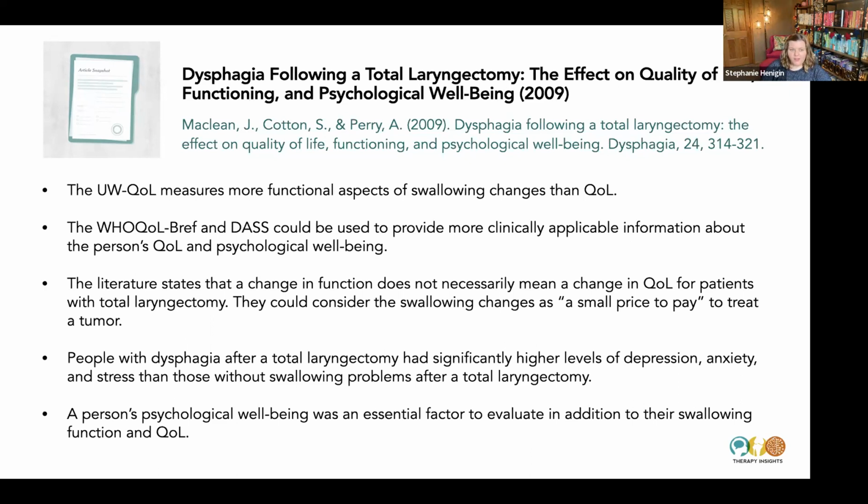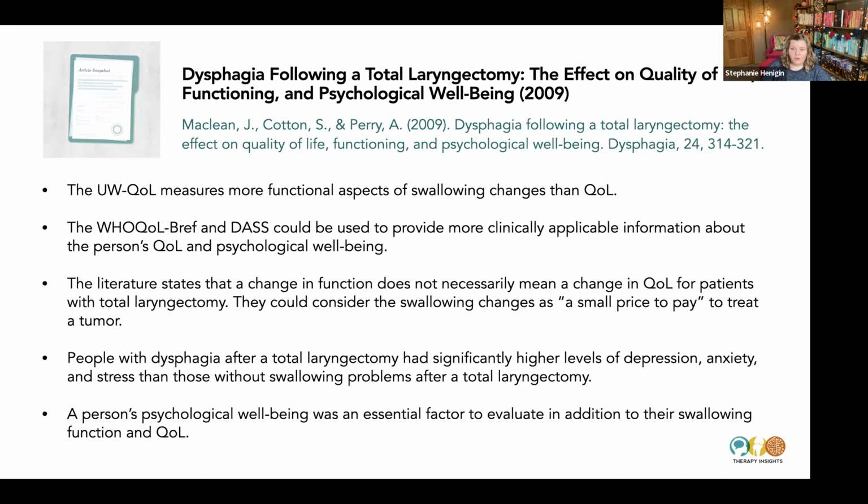They found that the University of Washington Quality of Life typically measured more functional aspects of swallowing changes instead of quality of life. And the World Health Organization Quality of Life Brief and the Depression, Anxiety, Stress score could be used to provide more clinically applicable information about the person's quality of life and psychological well-being. So the literature states that if there is a change in function, it doesn't necessarily mean that there's going to be a change in the person's quality of life after a total laryngectomy.